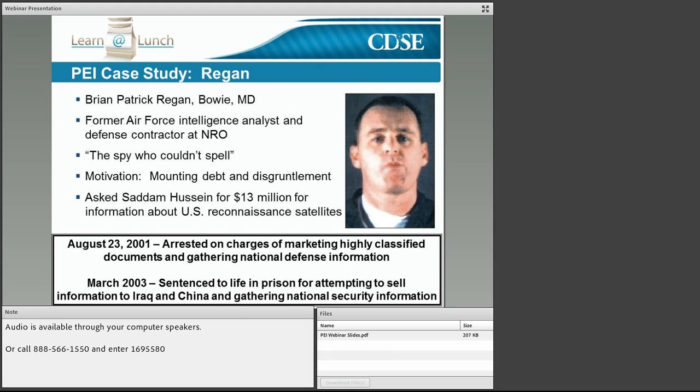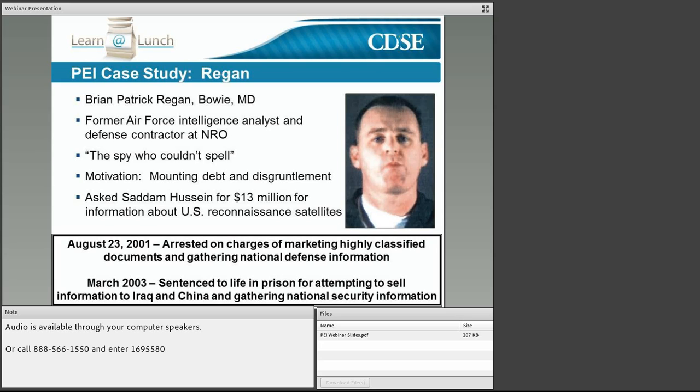In August 2000, Regan retired from the U.S. Air Force and became a defense contractor. He resumed work at the NRO in July 2001. He continued to peruse IntelLink for intelligence information outside the scope of his official duties.